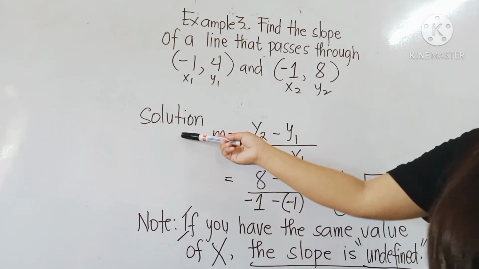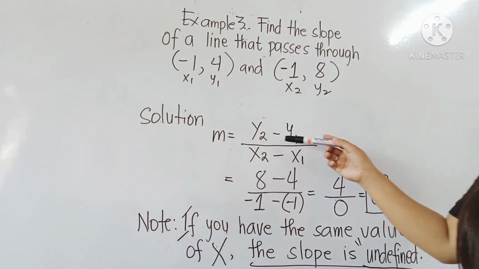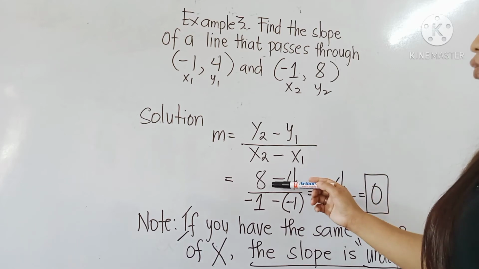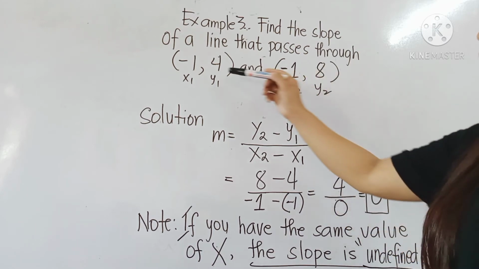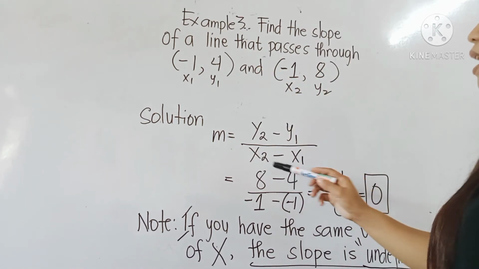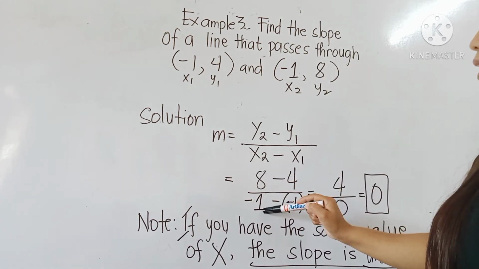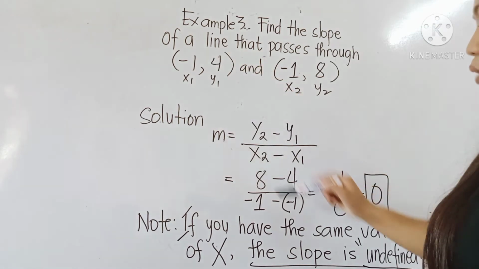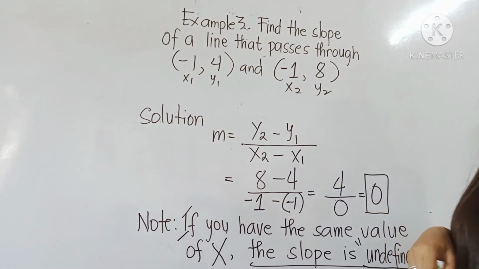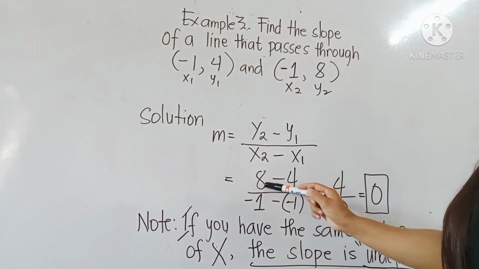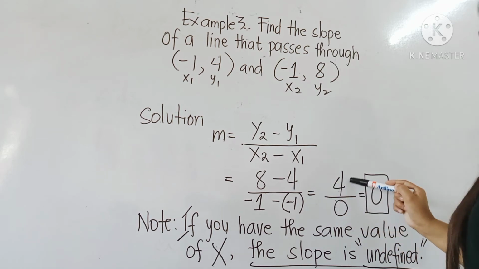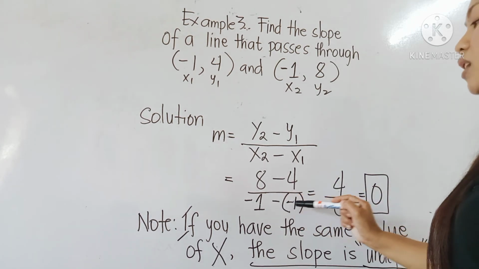So, let's solve. Let's substitute y sub 2 minus y sub 1 into 8 minus 4. Ito yun, y sub 2 minus y sub 1 is 8 minus 4. And x sub 2 minus x sub 1 is negative 1 minus negative 1. Yung x sub 1 natin ay negative 1. Okay? So, let's solve. 8 minus 4 is 4. And then negative 1 minus negative 1.